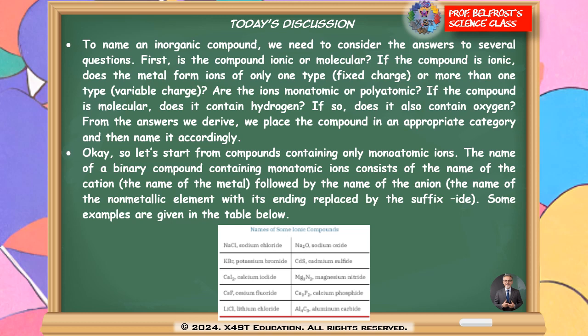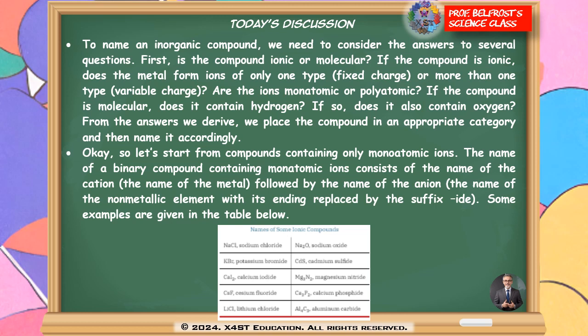Now, to name an inorganic compound, we need to consider the answers to several questions. First, is the compound ionic or molecular? If the compound is ionic, are the ions of only one type or more than one type? Are the ions monatomic or polyatomic? If the compound is molecular, does it contain hydrogen? If so, does it also contain oxygen? From the answers we derive, we place the compound in the appropriate category and then name it accordingly.